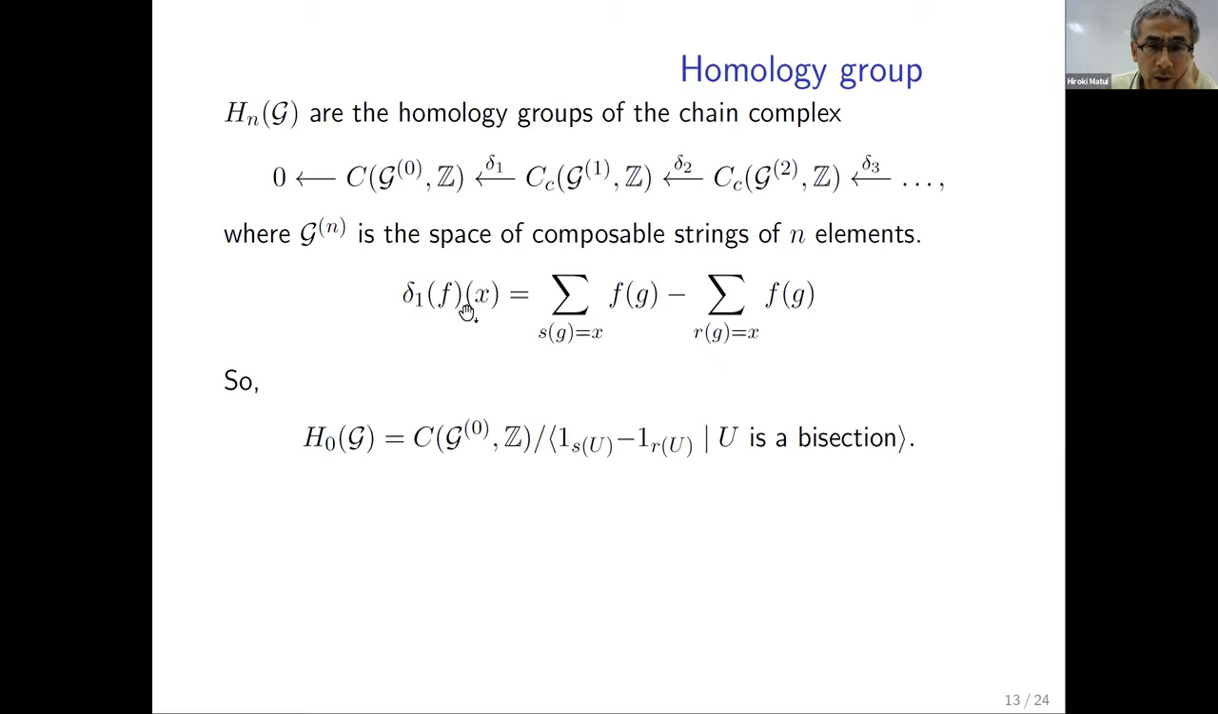And let's look at this delta one. Delta one is given like this. So f is a function on G_1, but G_1 is of course exactly the same as G. So f is an integer-valued function on G. And delta one of f is a function on the unit space given by this. So in particular, H0 is the cokernel of this delta one. So H0 is isomorphic to this abelian group.